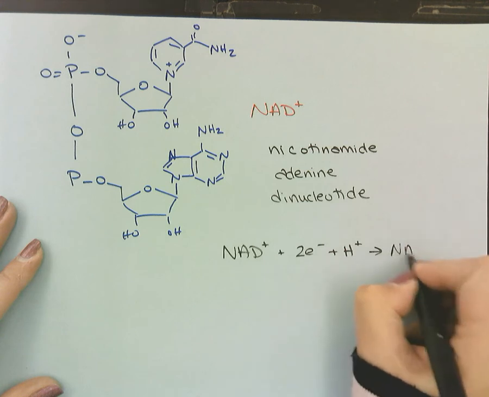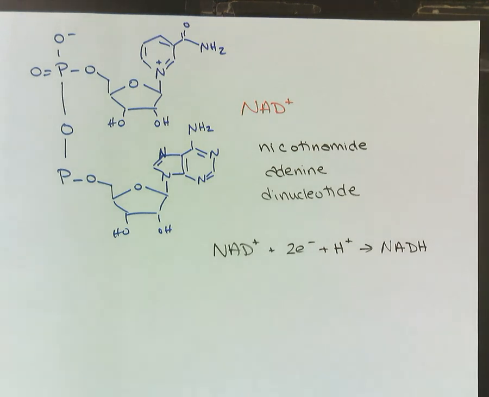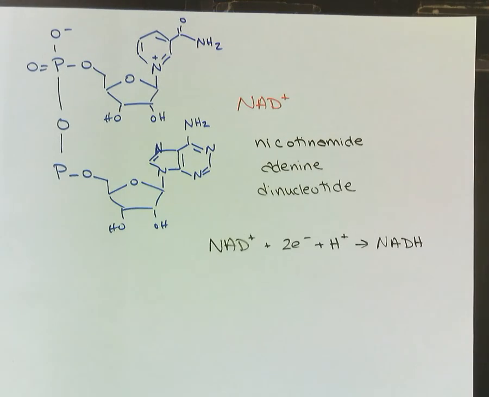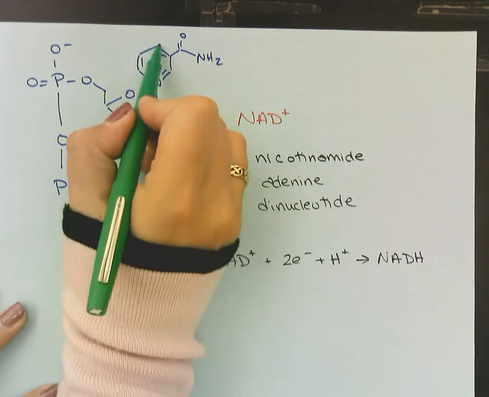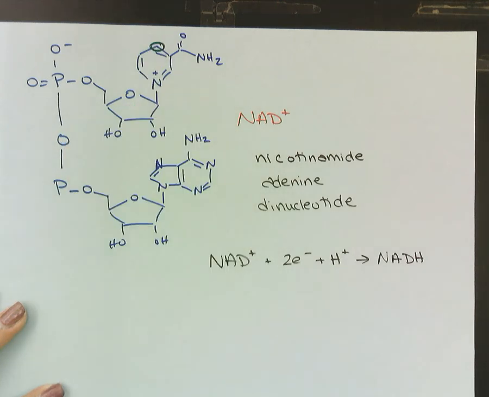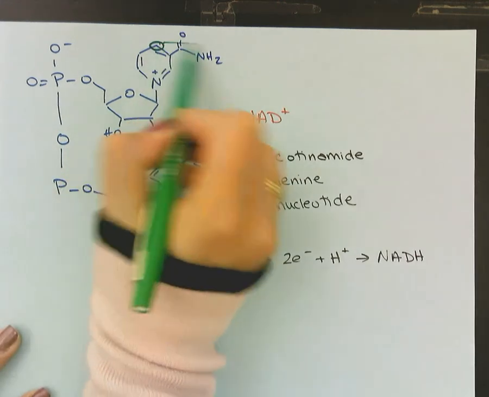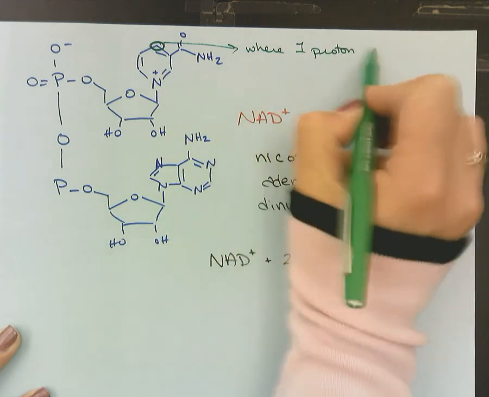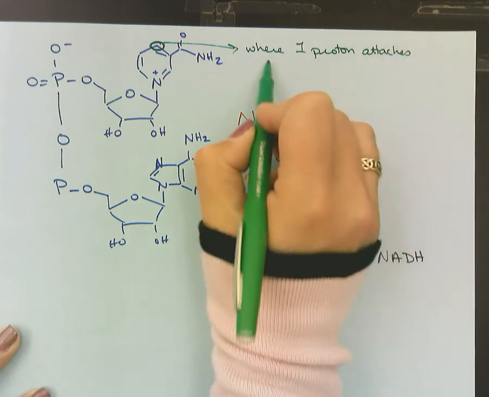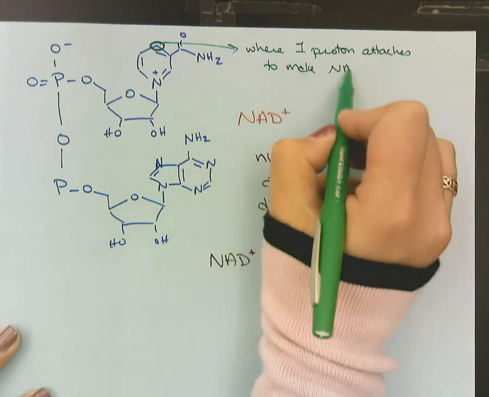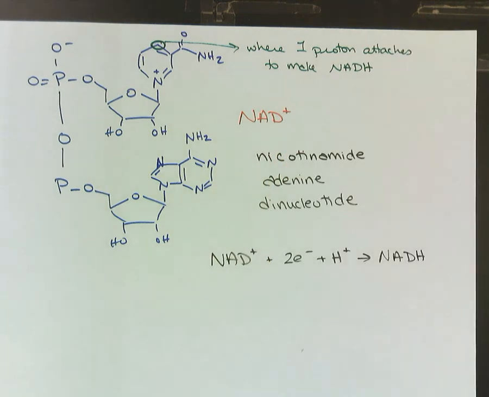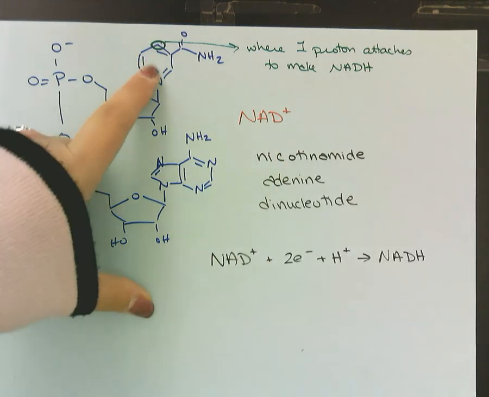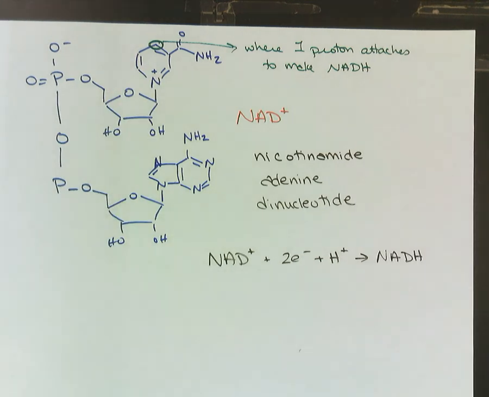It undergoes the reaction: NAD plus 2 electrons plus 1 proton makes NADH. This 1 proton attaches here. And so when the proton attaches there, it no longer is NAD+. It loses that positive charge and just becomes NADH.